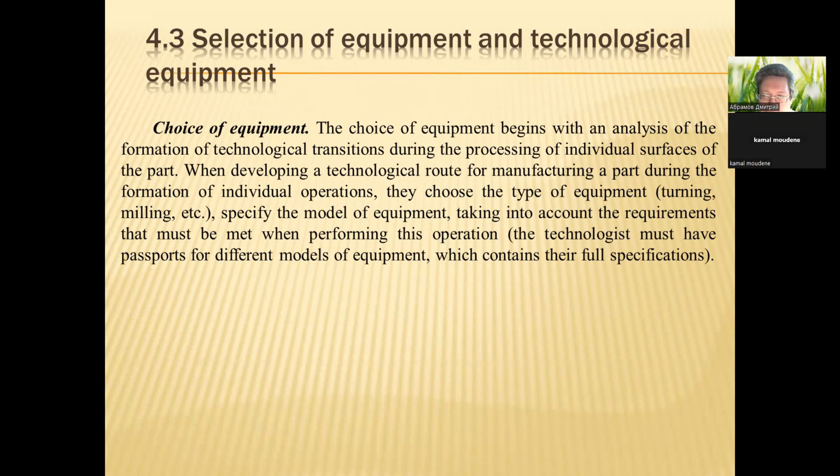When developing a technological route for manufacturing a part, during the formation of individual operations, they choose the type of equipment: turning, milling, drilling, etc. Specify the model of equipment, taking into account the requirements that must be met when performing this operation. The technologist must have passports of different models of equipment, which contain their full specifications.